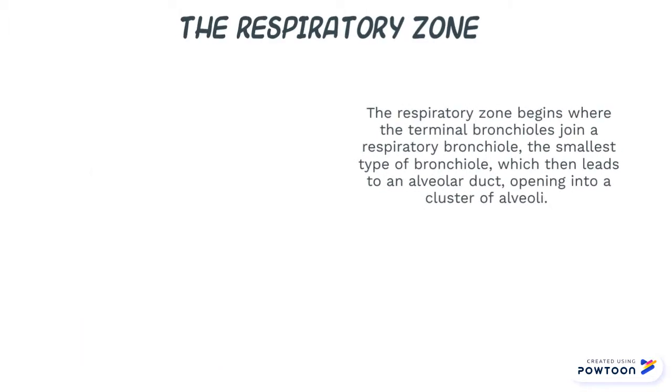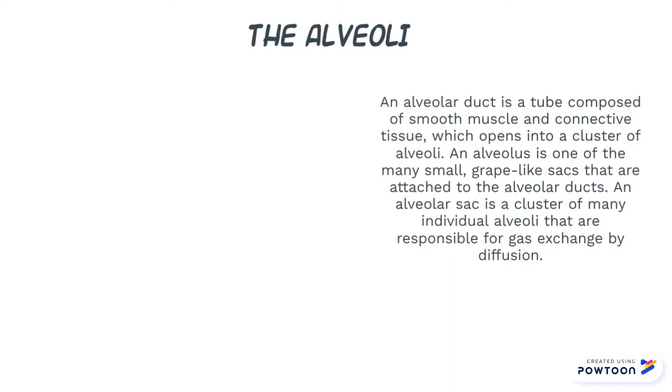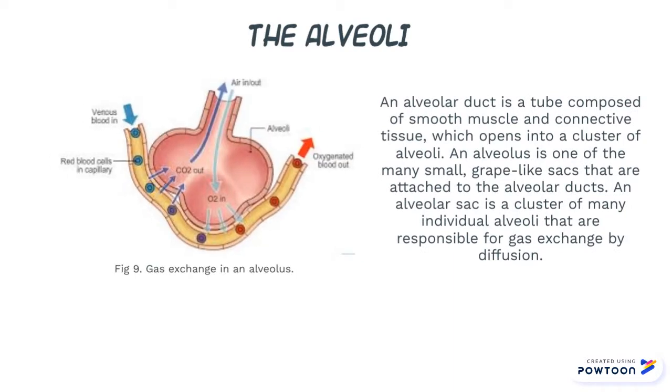The respiratory zone begins where the terminal bronchioles join a respiratory bronchiole, the smallest type of bronchiole, which then leads to an alveolar duct opening into a cluster of alveoli. An alveolar duct is a tube composed of smooth muscle and connective tissue which opens into a cluster of alveoli. An alveolar sac is a cluster of many individual alveoli that are responsible for gas exchange by diffusion.